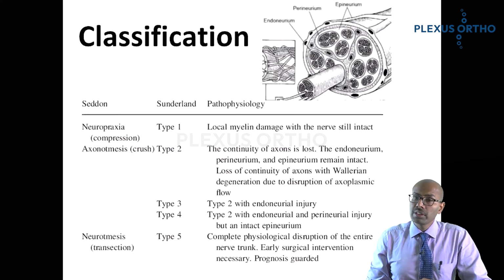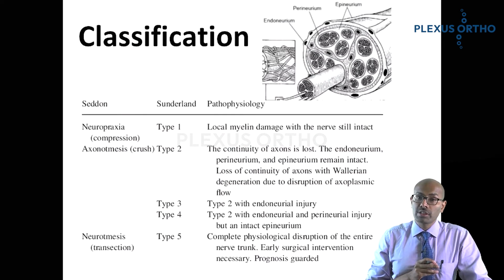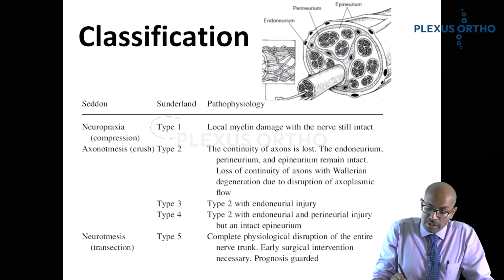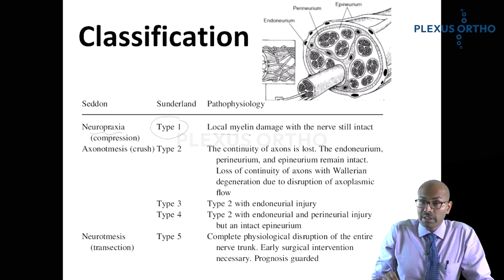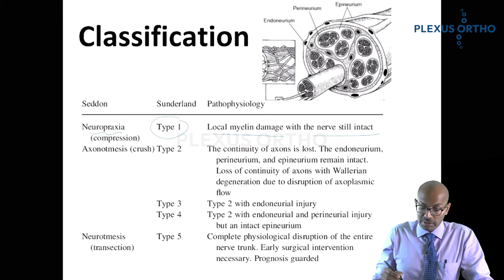Now let's go to the second classification, an important classification from an exam and practical point of view. It is the Sunderland classification. Sunderland type 1 is basically the same as neuropraxia. There is local myelin damage, compression, but the nerve is intact. The second, axonotmesis, is further divided into 3 levels.